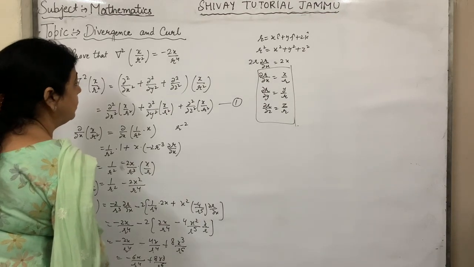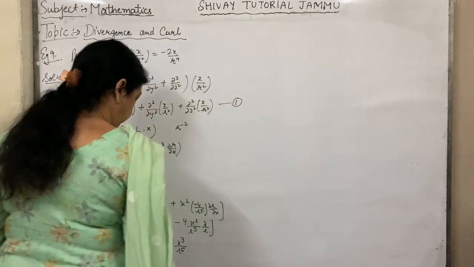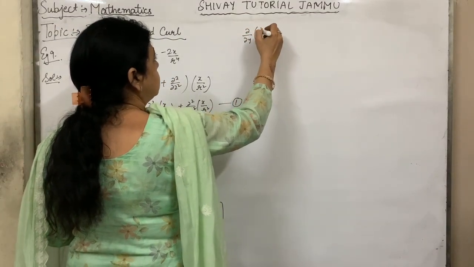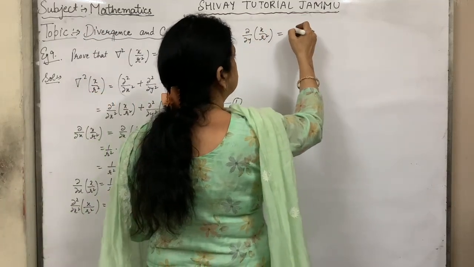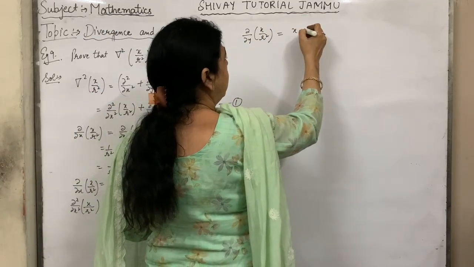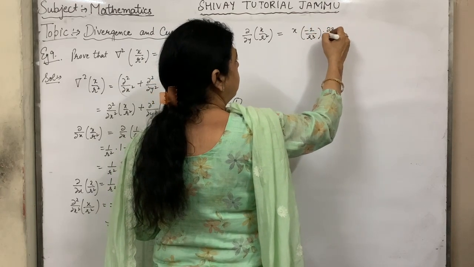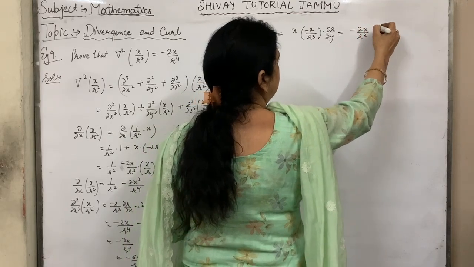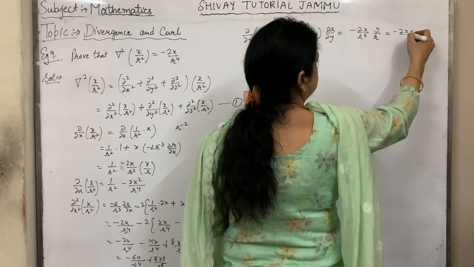Now I will differentiate this twice with respect to y. ∂/∂y of x/r². Here x is constant, so I will differentiate only r. This will become minus 2x/r³ and ∂r/∂y. This will become minus 2x/r³ times y/r. And this will become minus 2xy/r⁴.